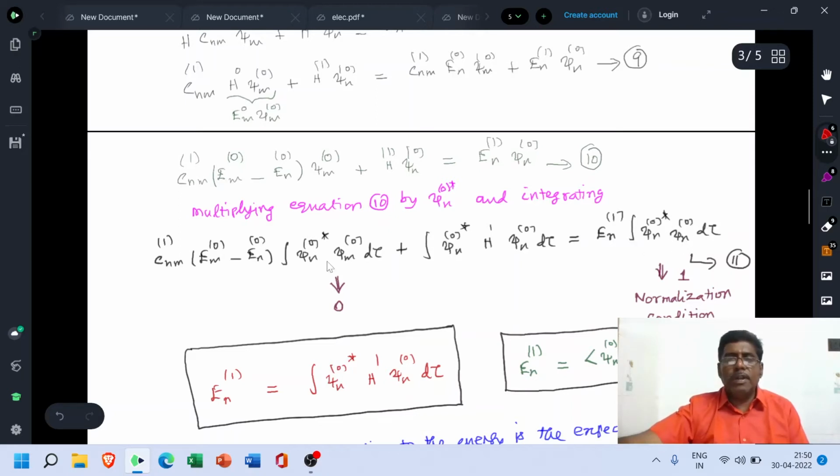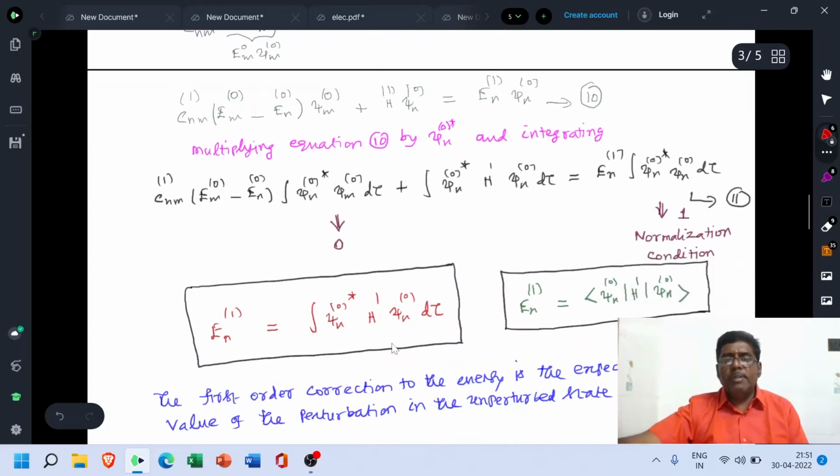This is the normalization condition. This is the orthogonality condition. So this value is 0, and this integral value is 1. So the entire term vanishes. If it is 0, 0 into anything is 0. Then we may write this as 1. So En1 equals integral of psi n0 star H1 psi n0 d tau. In matrix representation we can write bra psi n0, H1, ket psi n0. En1 is equal to the integral of psi n0 star H1 psi n0 d tau, represented in matrix form as psi n0 in bra space, H1 psi n0 in ket space.